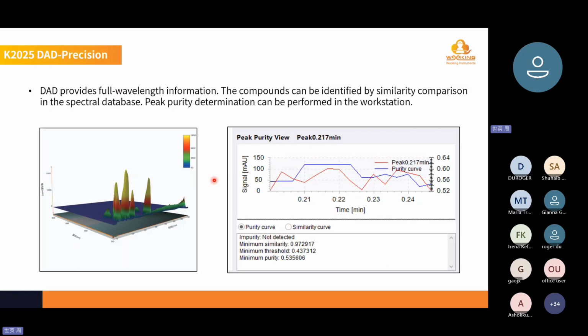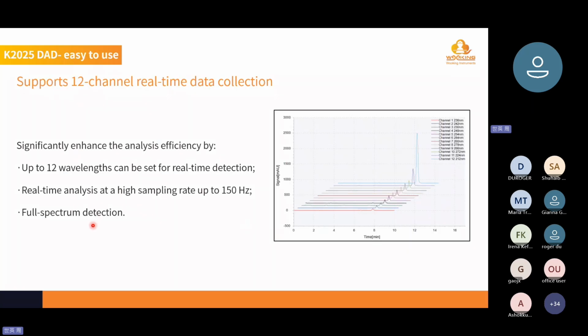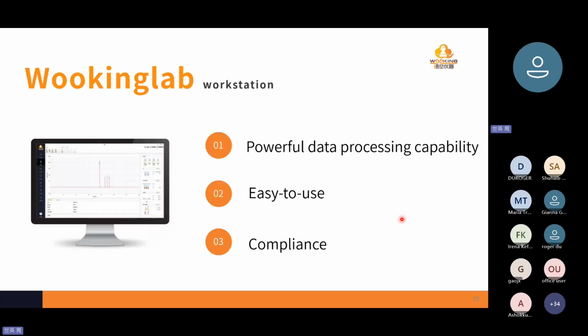DAD gives you all the information across a full range of wavelengths. The compounds can be identified by similarity comparison in the spectral database, and on the workstation, you can figure out the purity of the peaks. Besides, DAD is easy to use. It supports 12-channel real-time data collection.